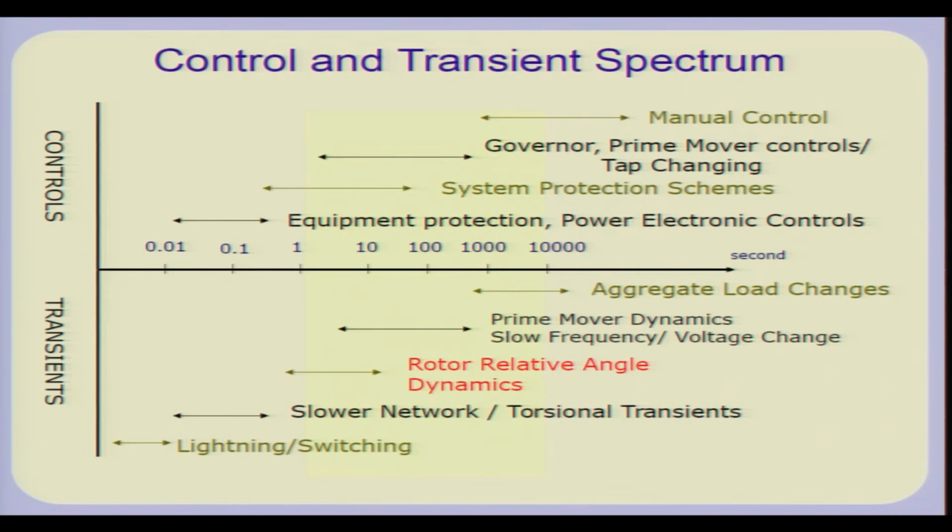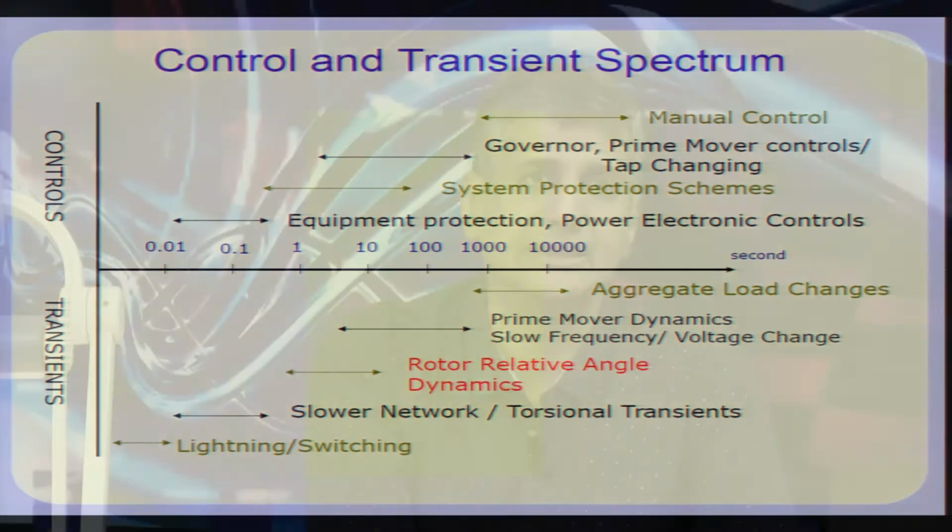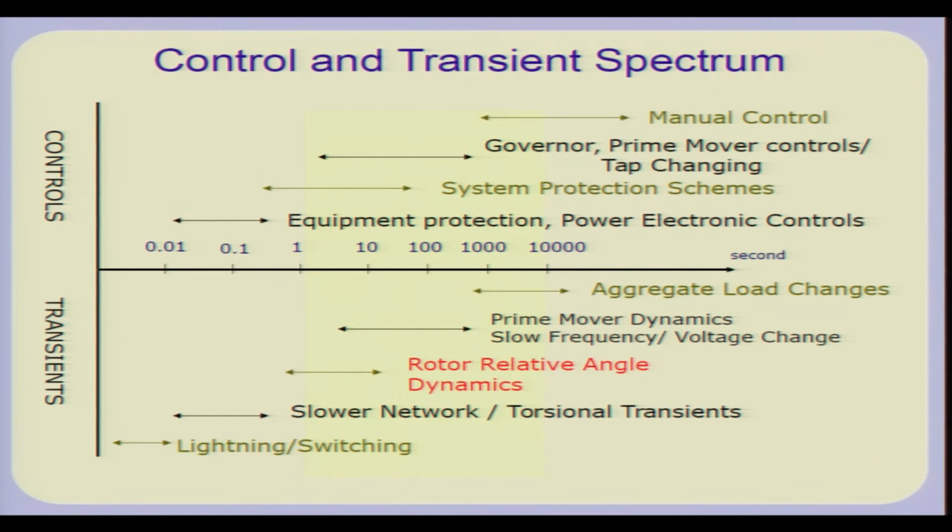Also, you have got governors and prime mover controls which are relatively slower, and of course, there is an overlap between all these controls as far as the time of action is concerned. You also have much slower actions like the changing of taps in transformers, and of course, manual control of ramping up and ramping down the set point of devices. So, these are effectively the kind of controls which exist in our power system.